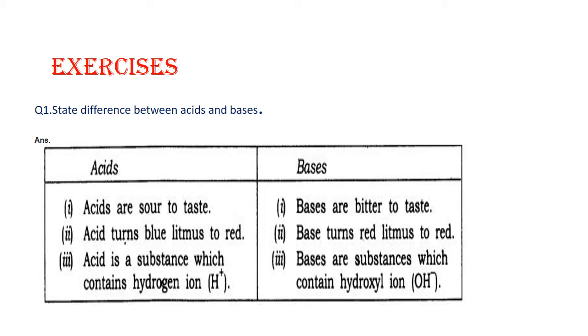Acids are sour to taste. Bases are bitter to taste. Acid turns blue litmus to red. Base turns red litmus to blue. Okay, I have mentioned the red, but red litmus to blue is the answer. Acid is a substance which contains hydrogen ions, and bases are substances which contain hydroxyl ions. Okay, so these are the main differences between acids and bases.